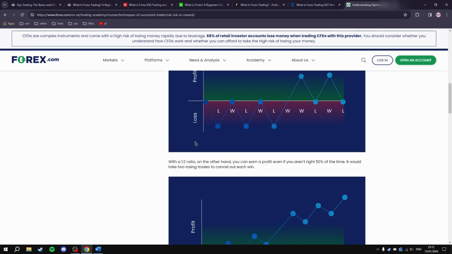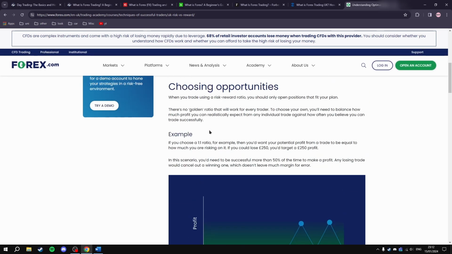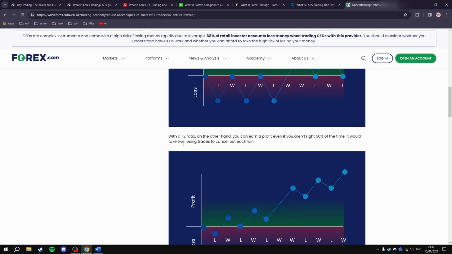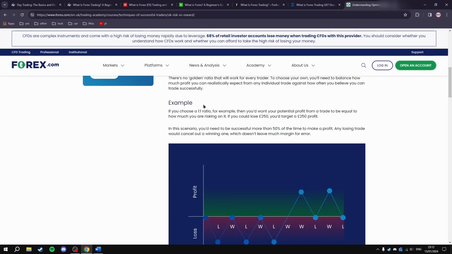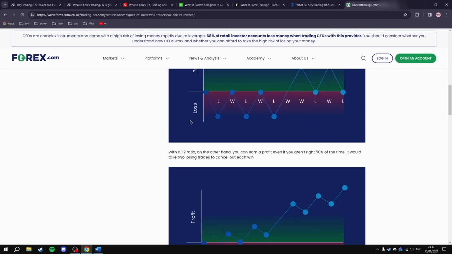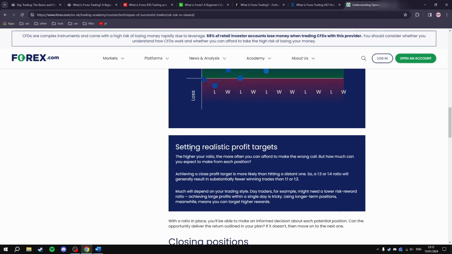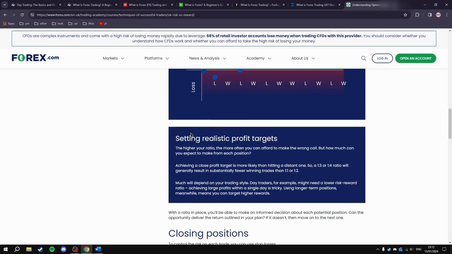For a 1-to-2 ratio, that is if you're losing £250 but you aim for a target of £500, on the other hand, you would earn a profit even if you aren't right 50% of the time. It would take 2 losing trades to cancel out each win. The higher the ratio, the more often you can afford to make the wrong call.